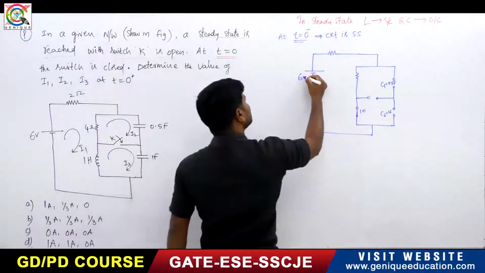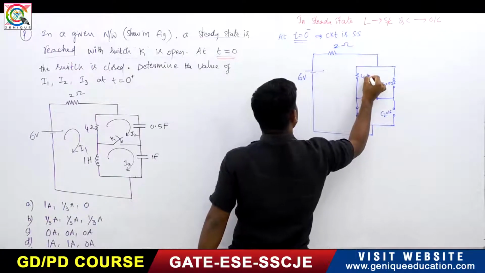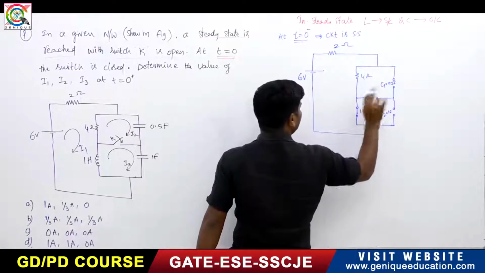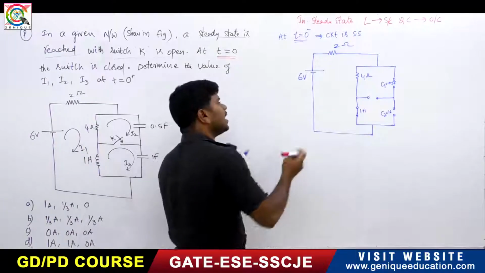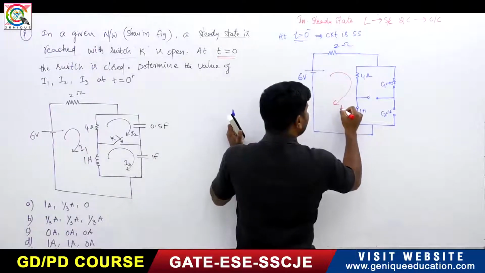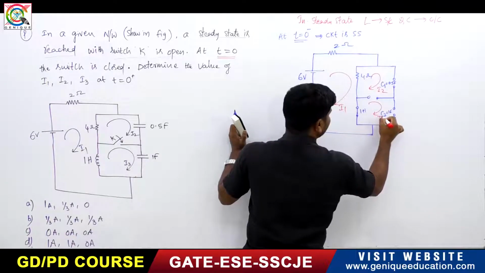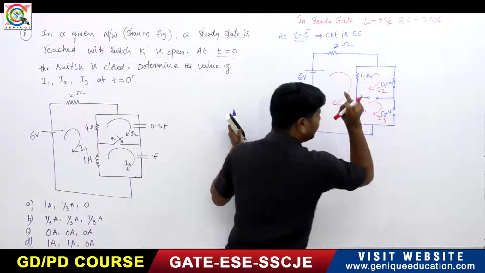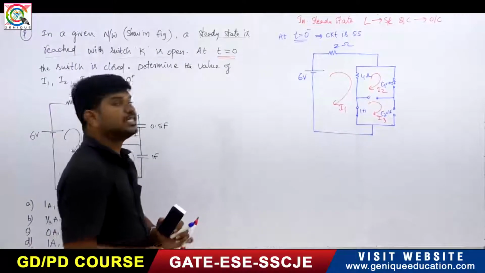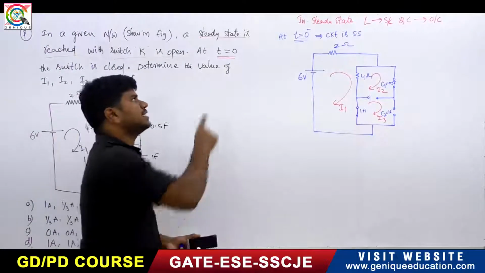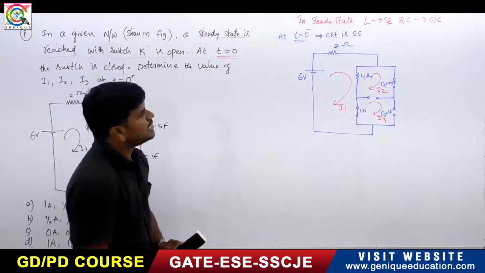This is the 6 volt source. It is 2 ohms, and it is 4 ohms. Like this. Now what we have to find is the currents I1, I2, I3 in the loops at t equals 0 plus. But this is the circuit at t equals 0 minus, because it is in steady state.